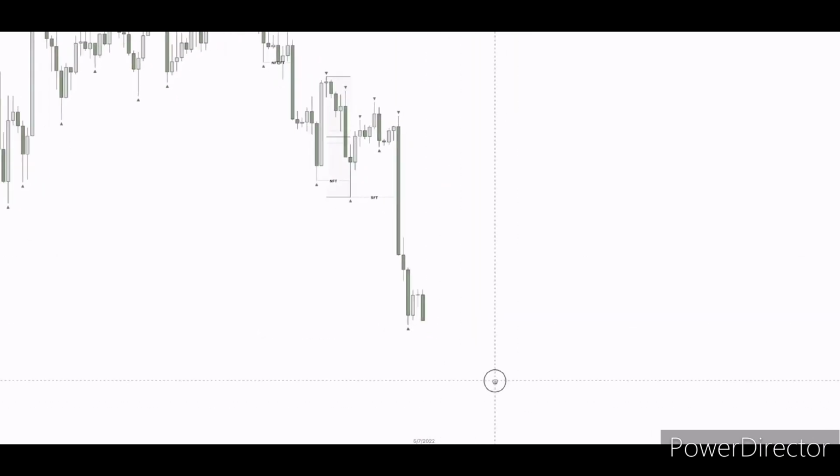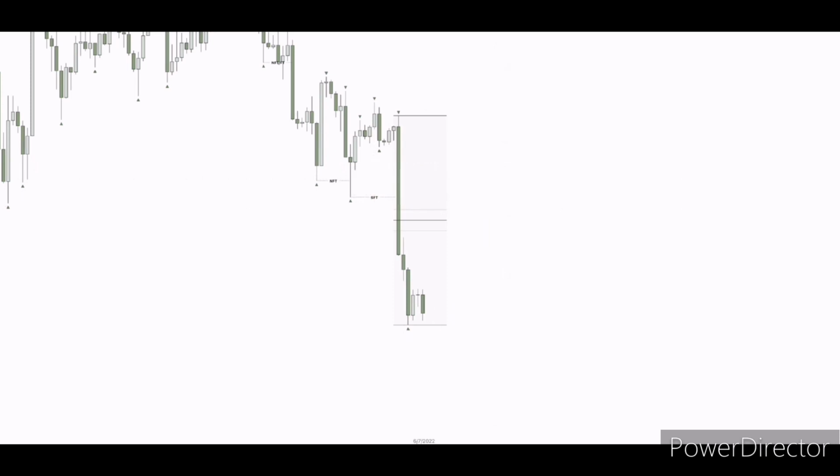So we now get a pullback, and with this range being so high, our range would be from this low to this high. So with our range being so big, what might happen now is we might come down, get an interaction with this 4-hour low, maybe we get a no follow through bias, and then we could see trades back into this area.